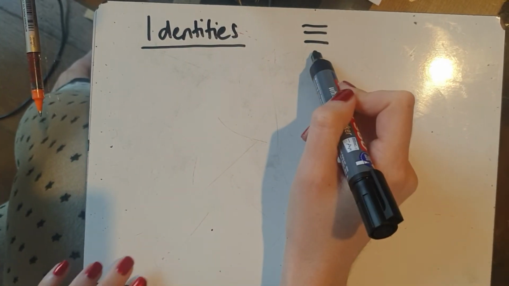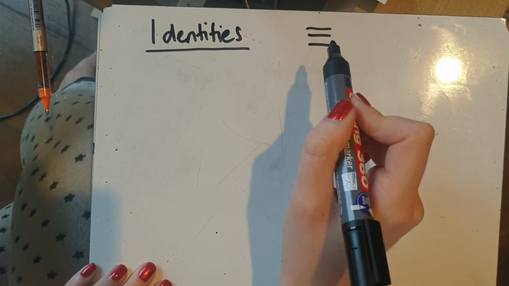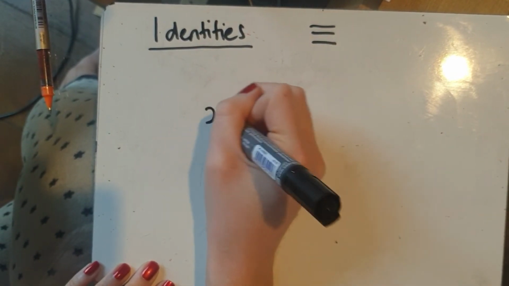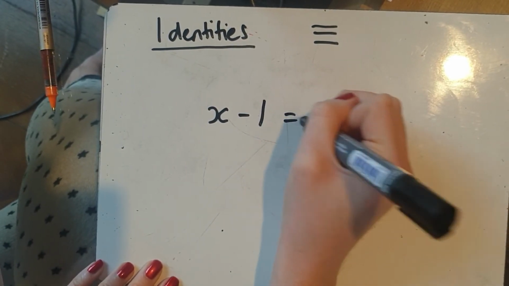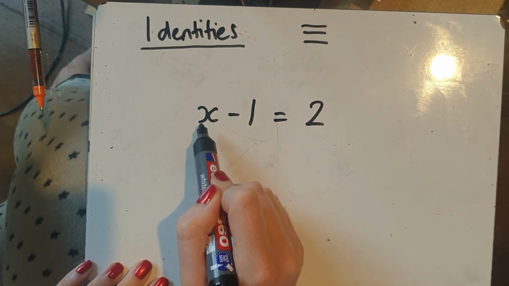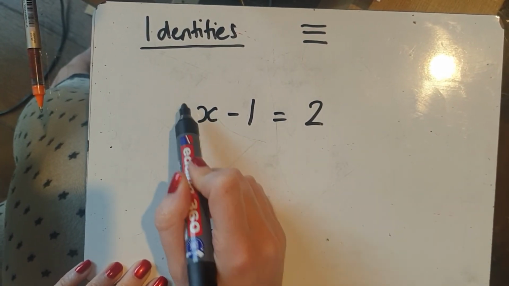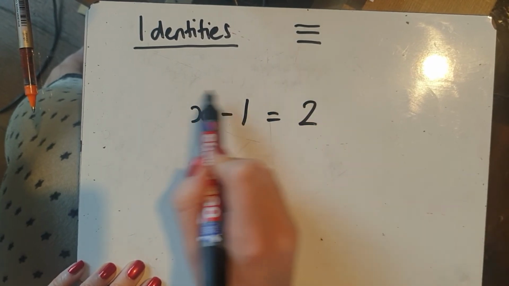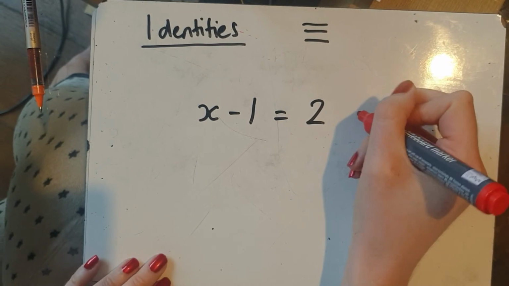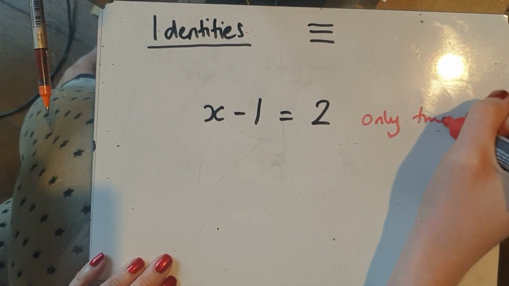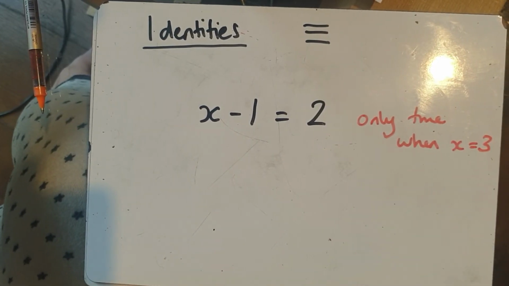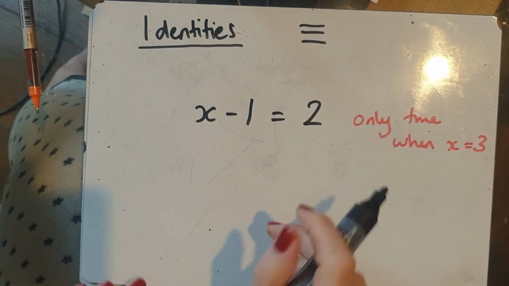So, the identity symbol. We've just been looking at equations. So let's have a look at this equation. X minus 1 equals 2. This is an equation. In this particular equation, x is an unknown. Now, this equation is not always true. The only time this is true is when x equals 3. So we just use the equality sign.